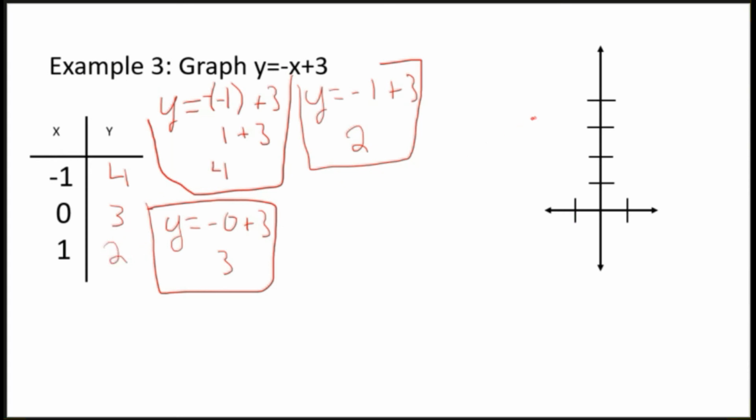Okay, so now to plot the points, we have -1 all the way up to 4 on the y-axis. Start at 0 on the x-axis, going up to 3 on the y-axis, and 1, 2. Now to draw my straight line. Okay, here we go. Not looking good, but you guys get the idea.